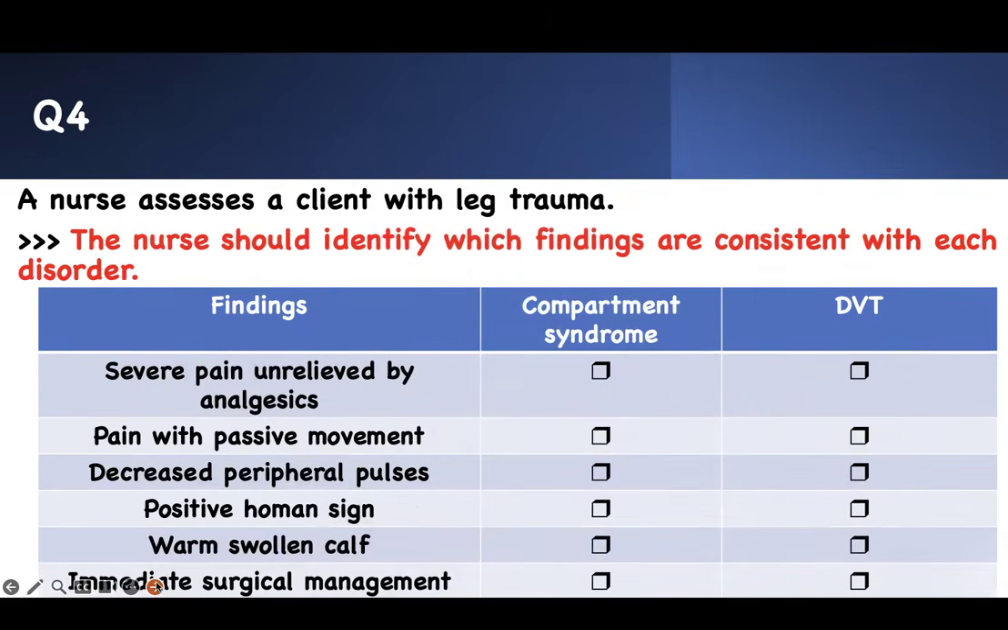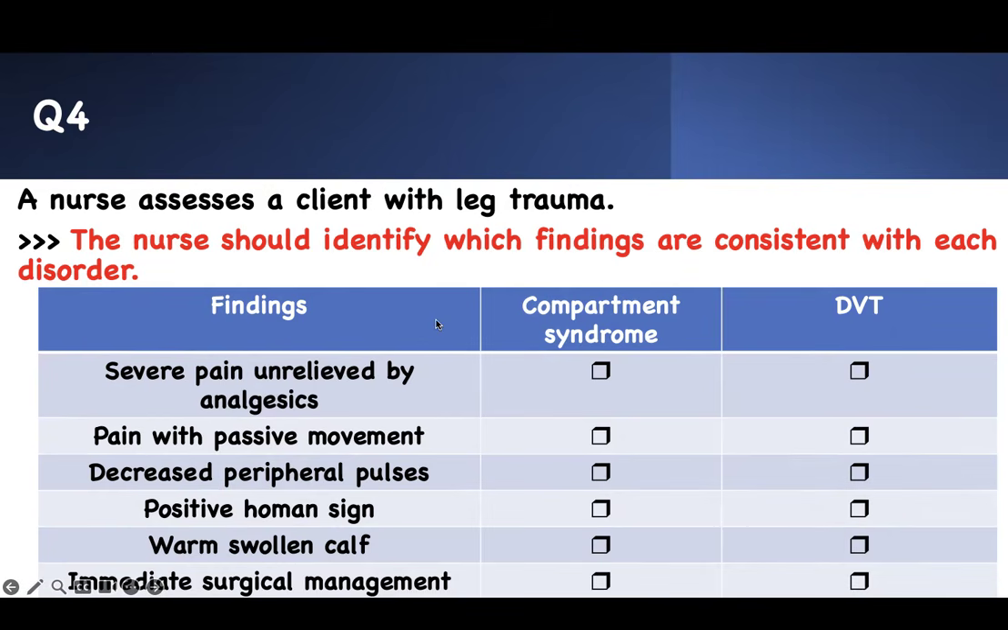Break it down. Adapt the NCLEX way. You've seen compartment syndrome. You've seen DVT. If I put it in table form, how can you compare them? Don't run away. Don't even think about thinking. Next, you should identify which findings are consistent with each disorder.